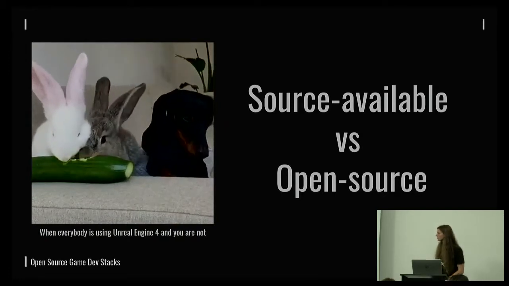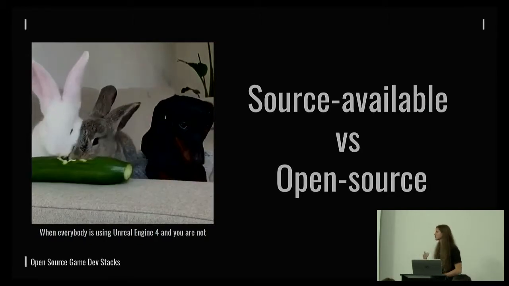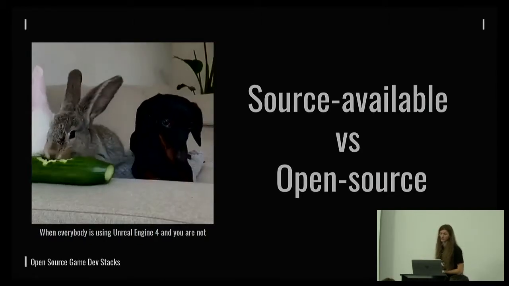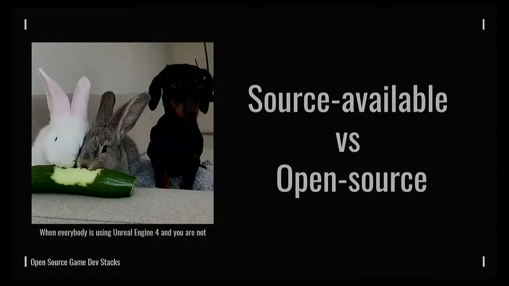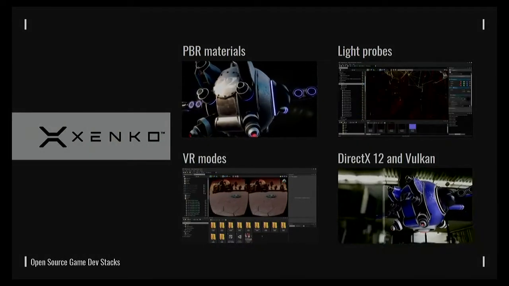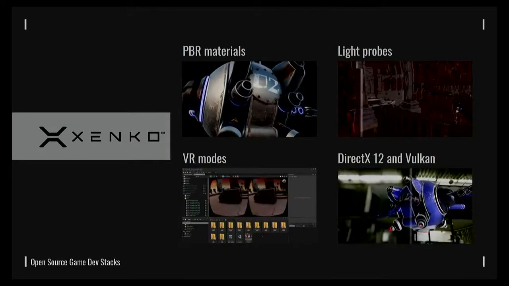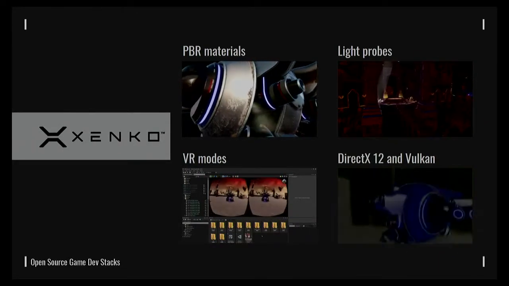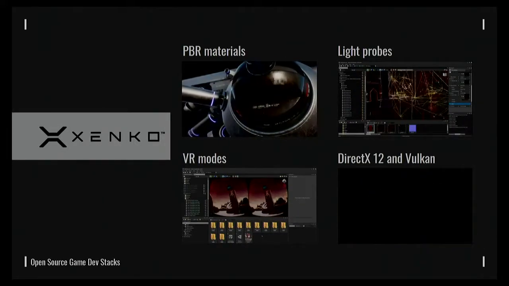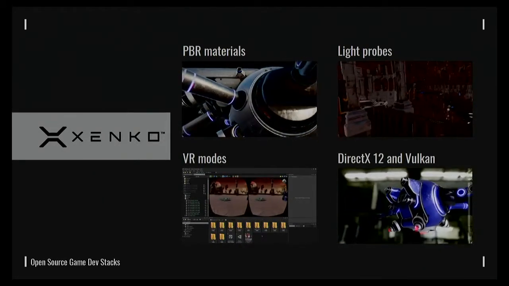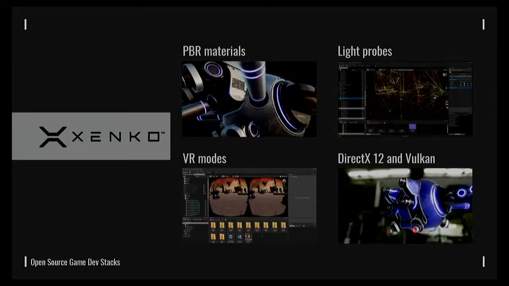But actually, it's not really a problem, because in the last few years there's a bunch of awesome game engines that are really free and open source, and we'll actually check that. Zenko is one of the game engines that was open sourced just a few months ago. It was originally developed by a Japanese company, Silicon Graphics.